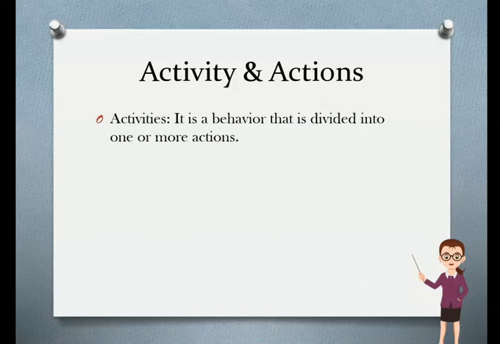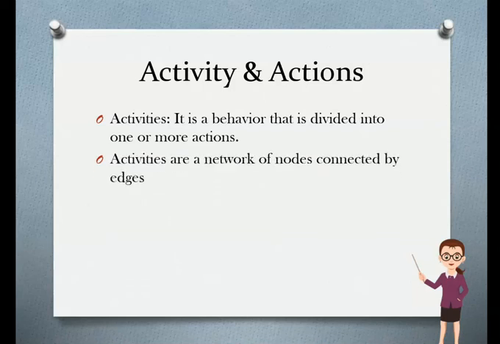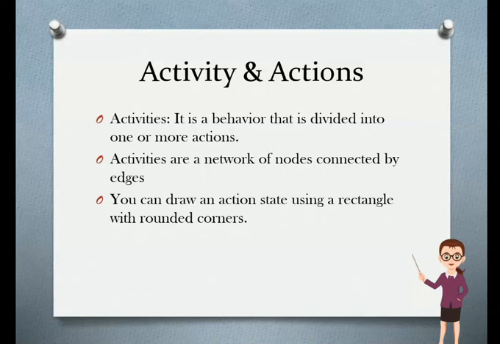Activities are nothing but a behavior that is divided into one or more actions. Activities are a network of nodes that are connected by edges. Activities are nothing but the functions or the roles played by the actors. We can draw an activity diagram or activity state using a rectangle with rounded corners. So to represent an activity, the notation used is a rectangle with rounded corners.